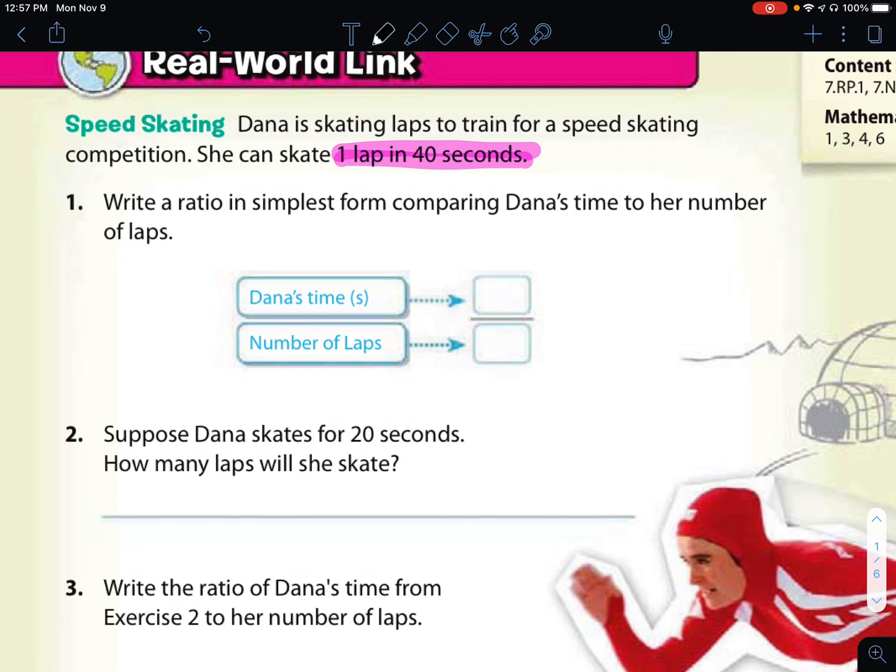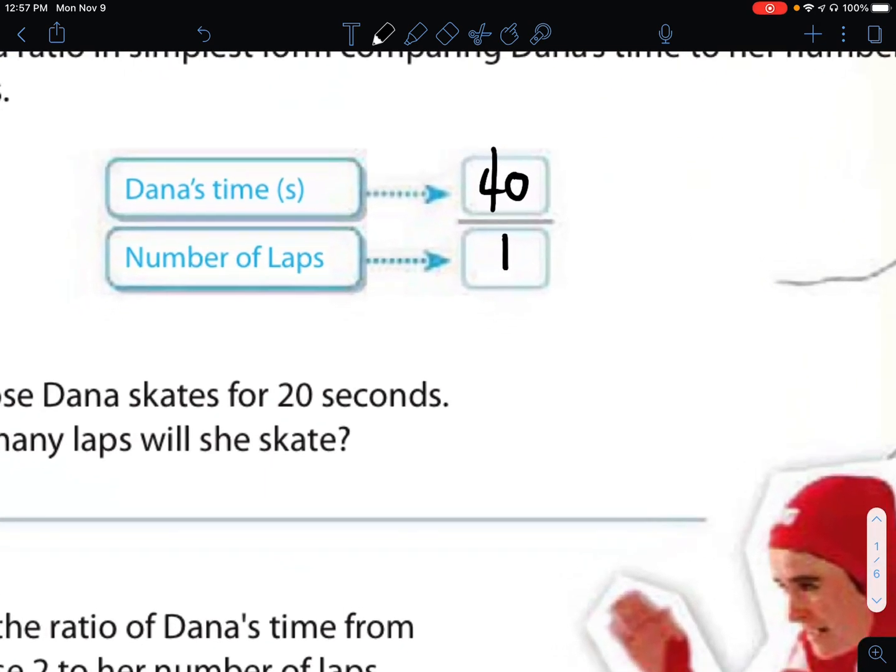So in this case, Dana's time is 40 seconds. So we write down 40 here. Number of laps will be one lap. Okay. Now let's take this a step further.